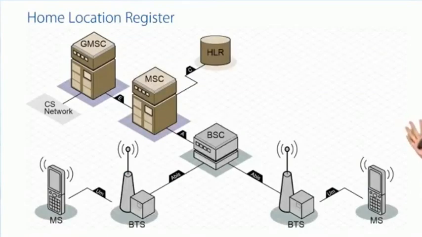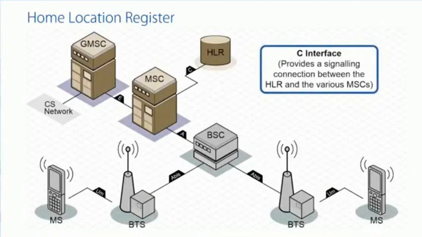Now, sitting at the top of the screen, we can see we have a database termed the Home Location Register. The Home Location Register is one master database which contains all the information about the subscribers who belong to this network. It connects to the MSC here via the C interface, which carries signaling information between the two nodes.